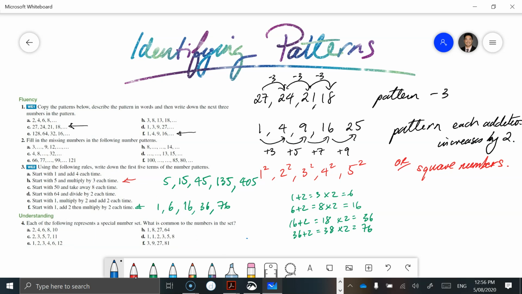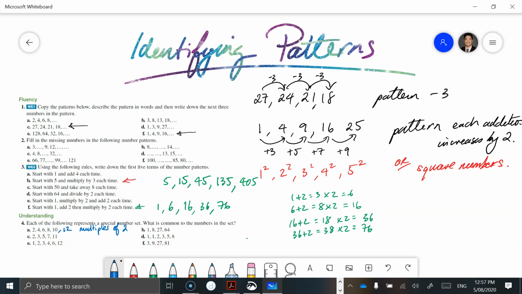Each of the following represents a special number. What is common to the numbers in the set? So we got 2, 4, 6, 8, 10. We know that the next number is 12. They are multiples of 2. Okay, using your two timetables.